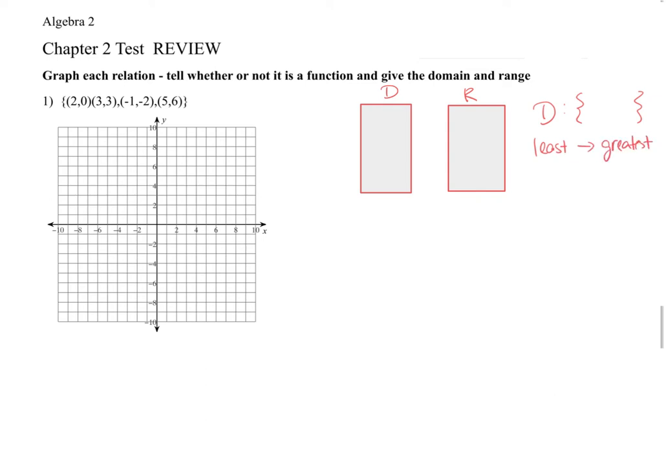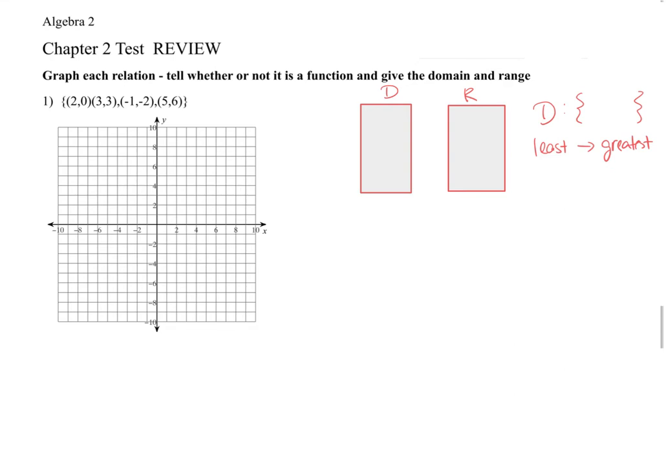I did not count off that on your quiz if you didn't do least to greatest, but I'm telling you now it needs to be least to greatest. I did count off on your quiz if you gave me more than one. So if it appears twice, don't list it twice. If you have a domain and it appears 2 times, just list it once. Or if you have a range and it appears 2 times, just list it once. All right.